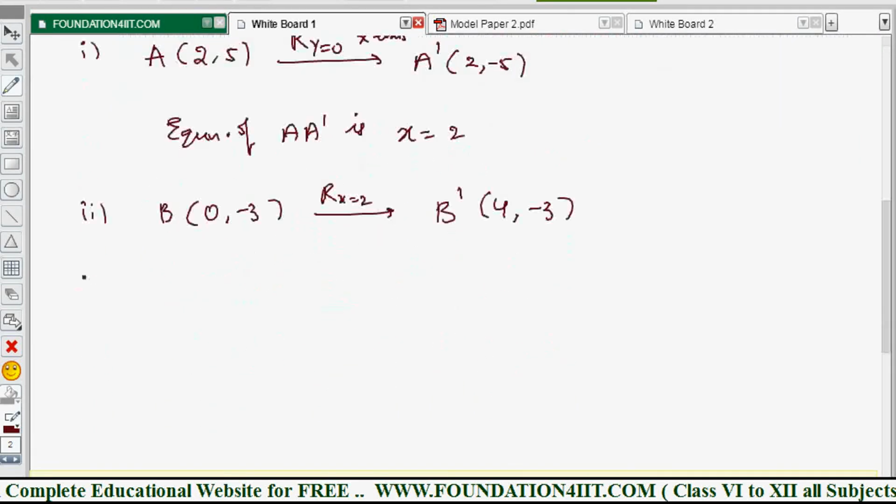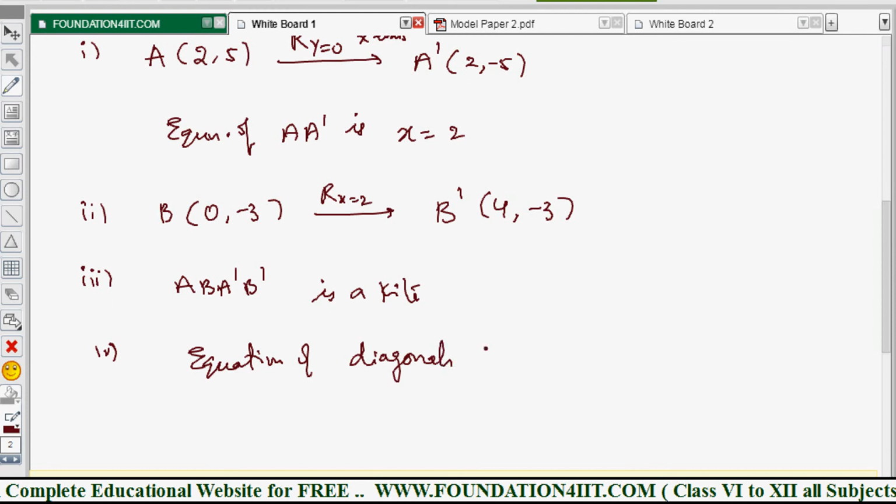Then according to the question they asked, AA'BB' is a kite. Okay, kite shape. And equations we can write. So the equation of diagonals. Two diagonals' equations we need to write. One diagonal is A'A, which is already x = 2, and BB' is y = -3 because that is parallel to the x-axis.